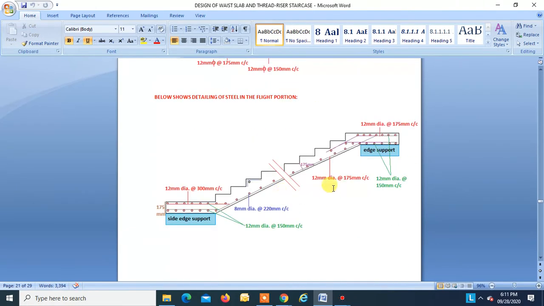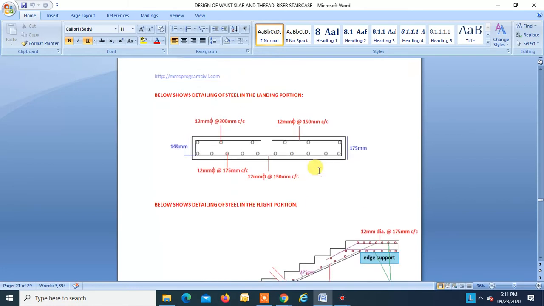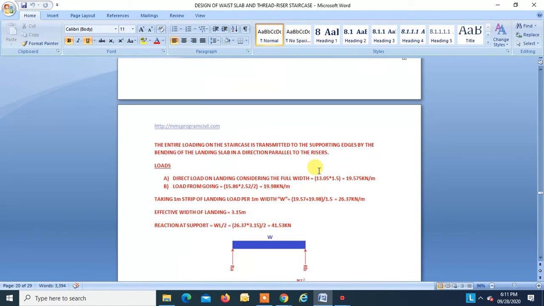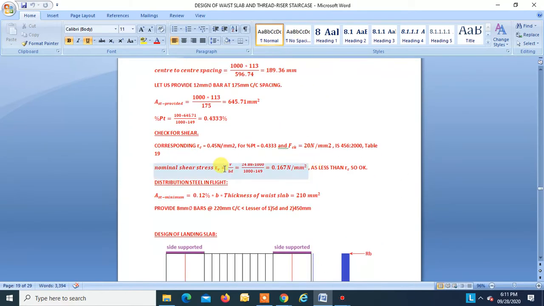So this is the flat portion. This is the main steel. We are providing 12 mm at 175 mm center to center, right? Now we will find the distribution steel required in the flight. But first we will do the check for shear, with the corresponding tau c for this pt.